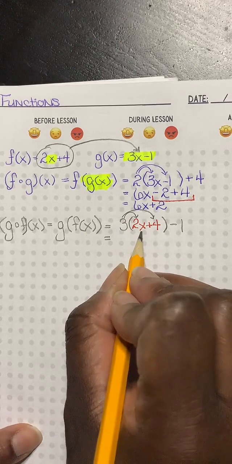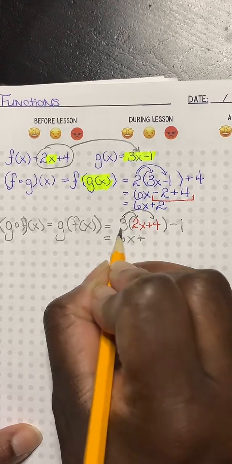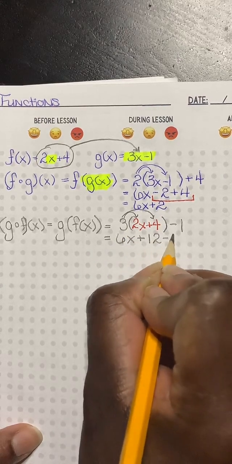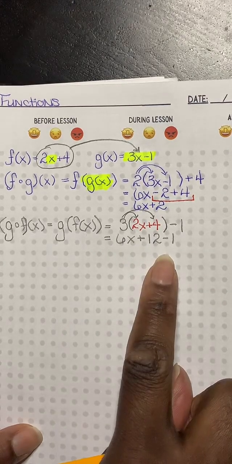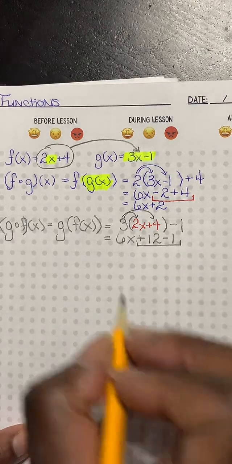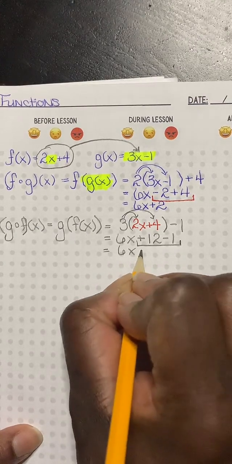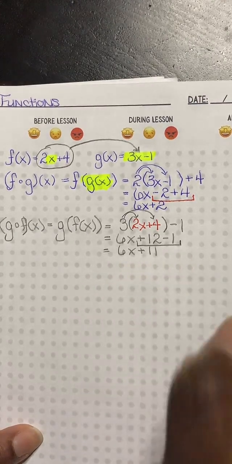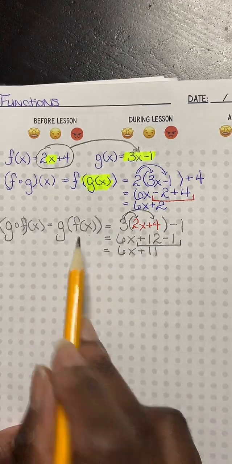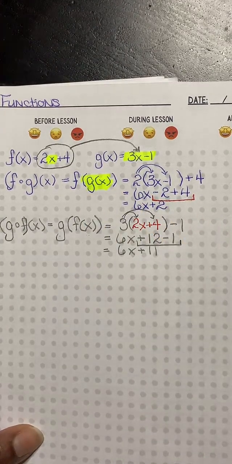So 3 times 2x gives me 6x, plus 3 times 4 gives me 12. Bring down the minus 1. So like we saw right here, we have like terms. So I have my 6x, and this will be a plus 11. So this is going to represent the f of g, but this first one represents the g of f.